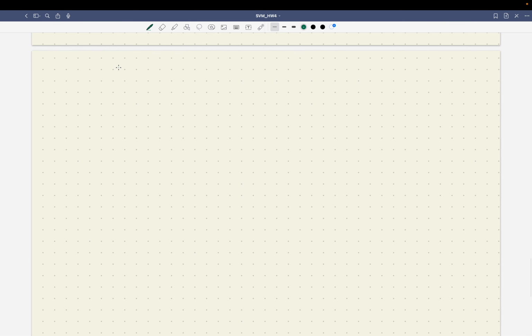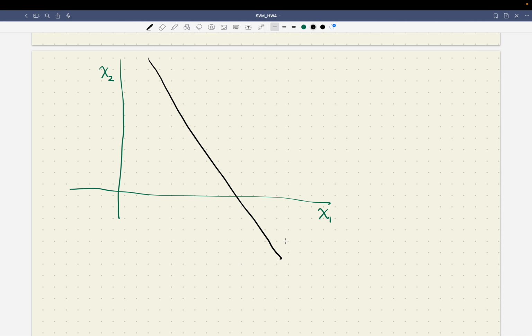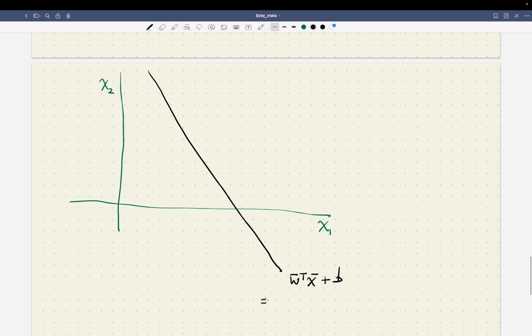So let's just say we have a couple of axes here. Here's the x1 axis, here's the x2 axis, and we have a decision boundary. And this decision boundary is described by w^T x plus b. Let me write out explicitly what that would be in this case: w1 x1 plus w2 x2 plus b is equal to 0.